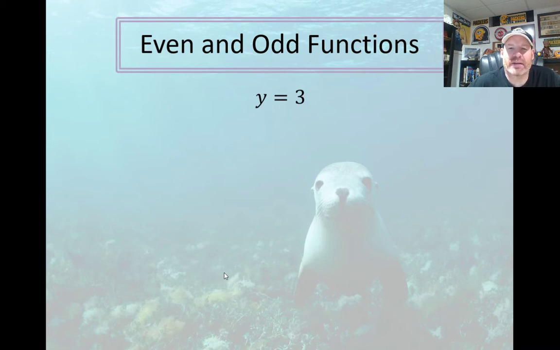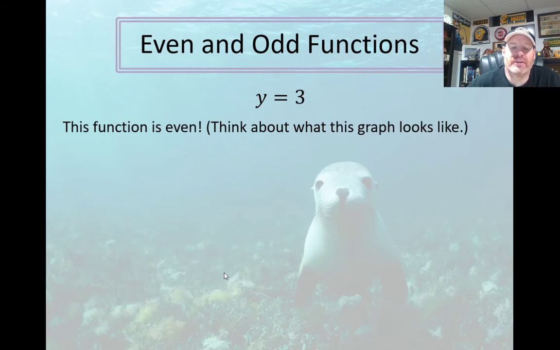All right, let's try a couple more. That one here, we don't have a power at all. So you should know that's essentially x to the 0, meaning that it's even. And if you think about what that graph looks like, y equals 3 is just a horizontal line. So if this is my y-axis, this horizontal piece is going to be equal to that horizontal piece. They're going to be a mirror image of one another. And an even function is symmetric about the y-axis.